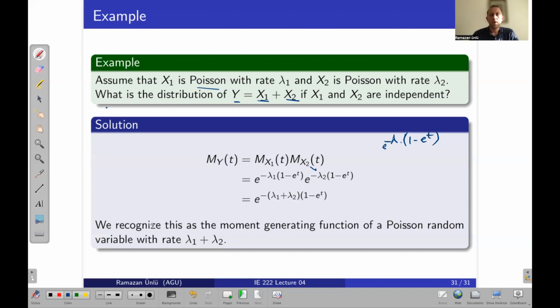We just recognize that what we found is the moment generating function of the Poisson random variable with the rate lambda 1 plus lambda 2. That is the same form; just put lambda 1 plus lambda 2 instead of lambda. So we can conclude that y is also coming from a Poisson distribution. That is the end of lecture 9.